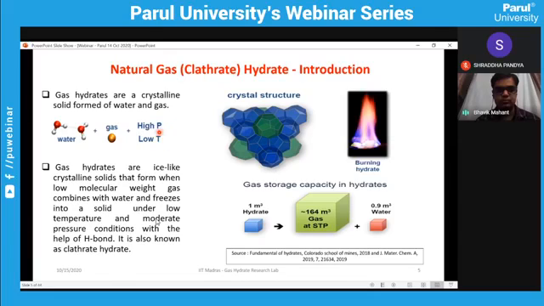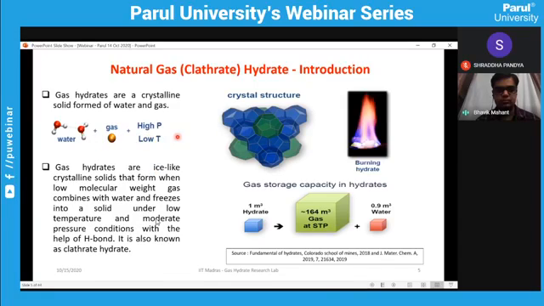Why? Here you can see that water makes a cage-like structure with the help of hydrogen bonding only. In this cage-like structure, gas is encapsulated, or fixed in between, at high pressure and low temperature. So you can consider that it is only physical bonding, not chemical bonding. So we can easily break this bonding, because you can see we have water and gas, any gas.